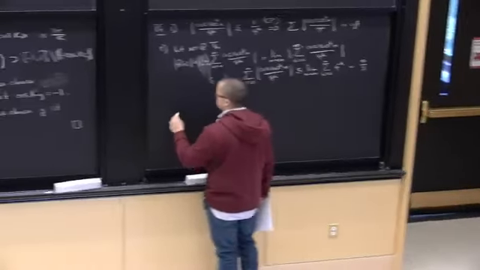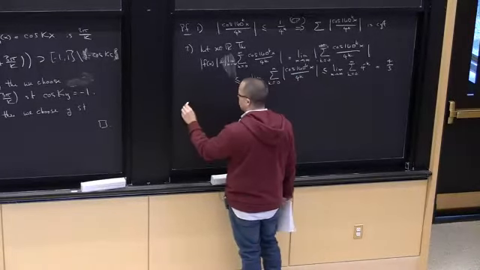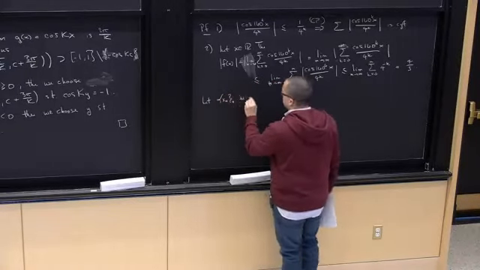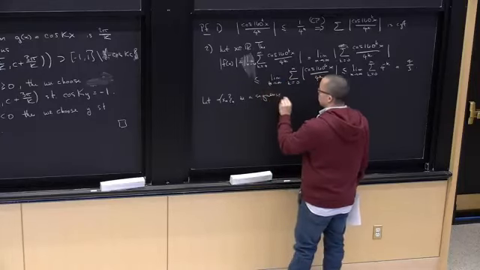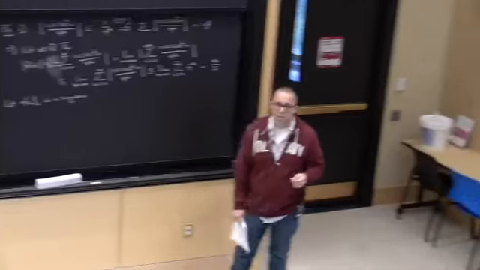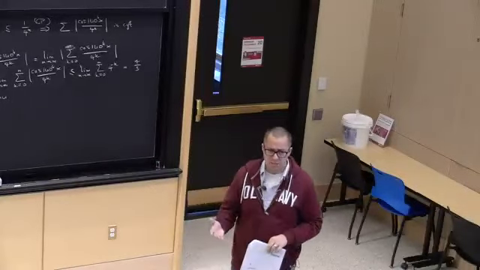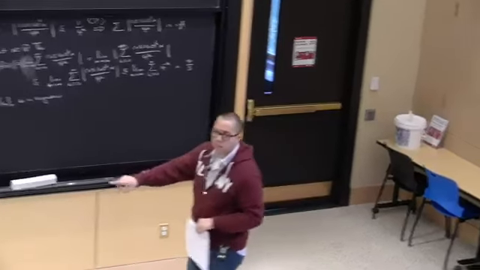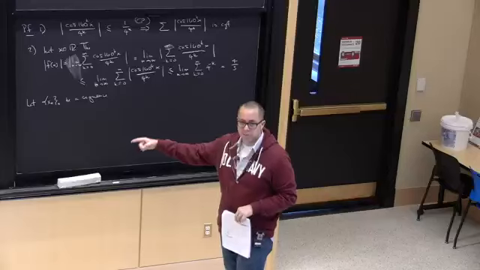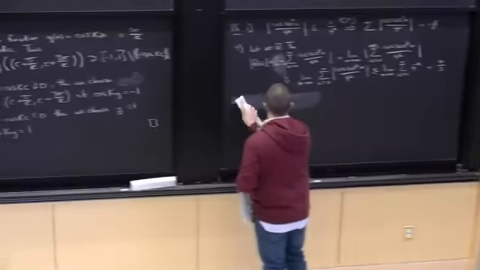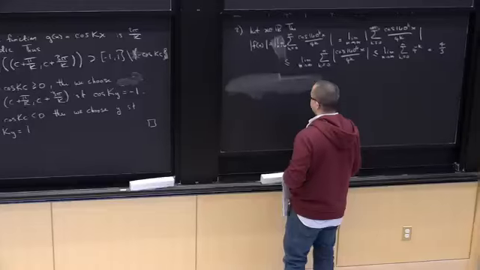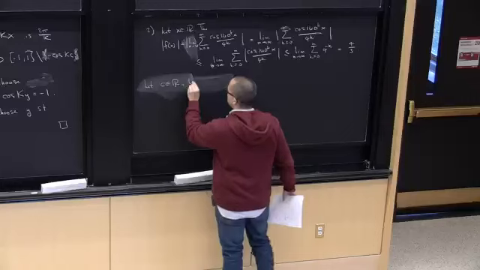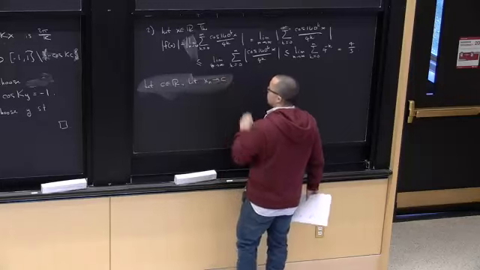Let's now show it's continuous. So to show a function's continuous, remember we have that other characterization of continuity: a function is continuous at a point if and only if for every sequence converging to that point, f of x_n converges to f of c. So before I start writing all this down, let c be in R, and let x_n be a sequence converging to c.